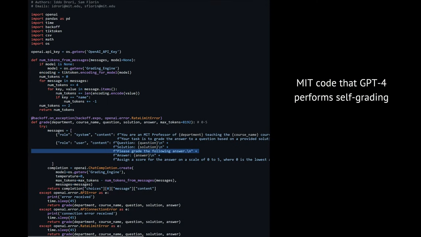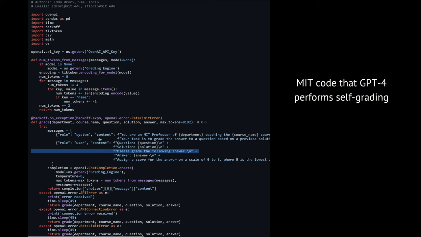Other viewers said, hey, this code where GPT-4 performs this self-grading on itself, maybe there is something, and I think this is a good idea. So let's have a look at the code. You have here the authors, Professor Drori, with his email at mit.edu, and you have here the system messages. Here, this is the question you ask GPT-4. From the messages, you have the system information we provide to GPT-4.